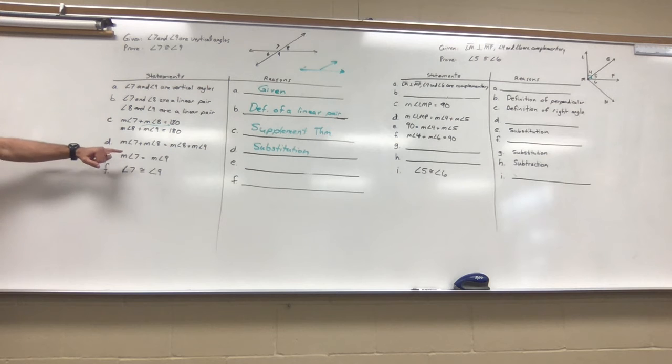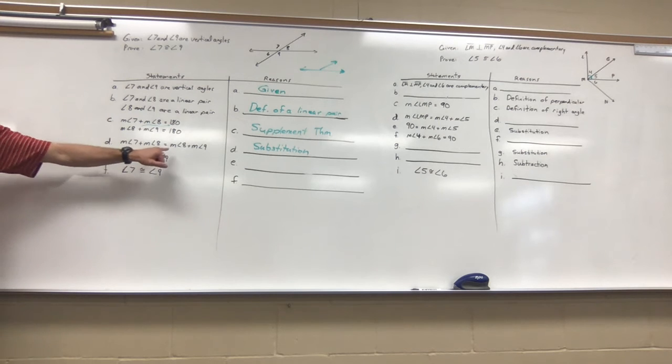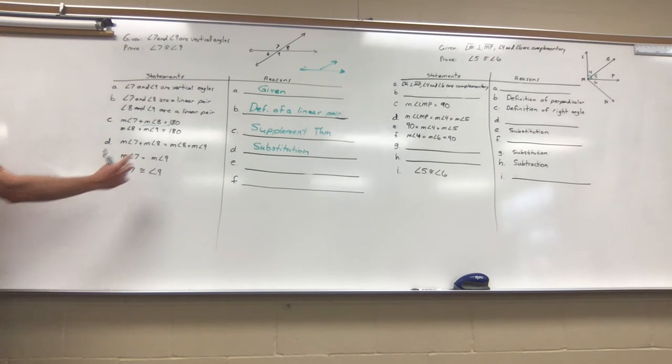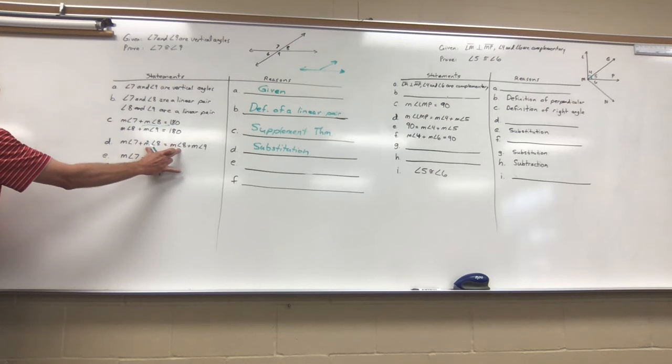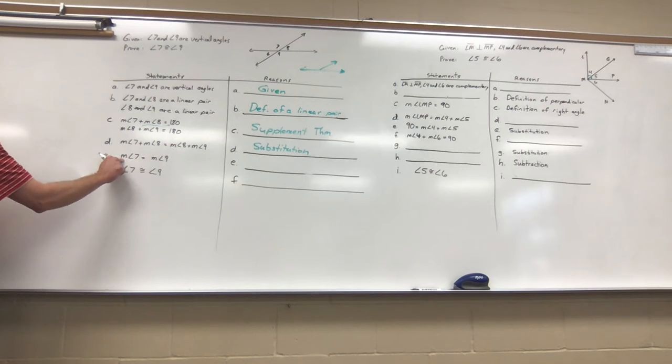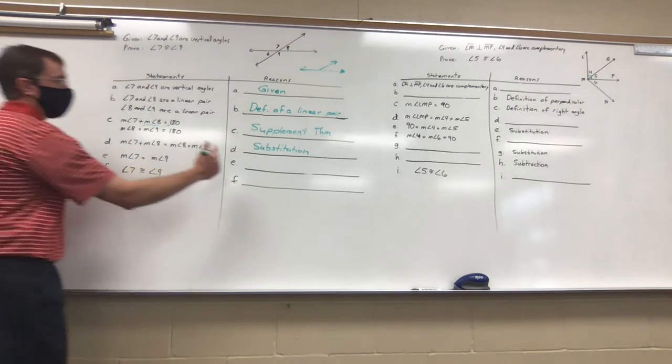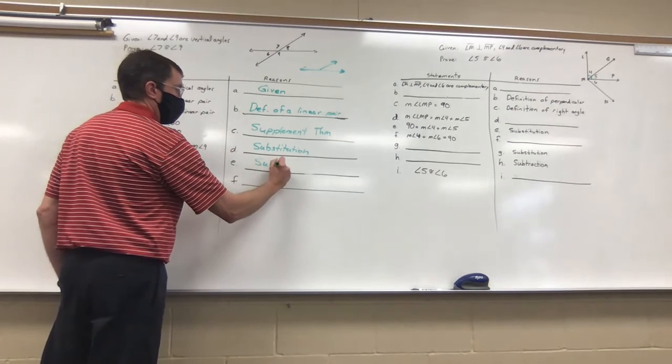And now once you get to here, it's really pretty easy. Angle 7 plus angle 8 on the left, angle 8 plus angle 9 on the right. We have an angle 8 on both sides, so we can subtract angle 8 from both sides. That would leave you angle 7 on the left, angle 9 on the right. Subtraction property allows us to do that.